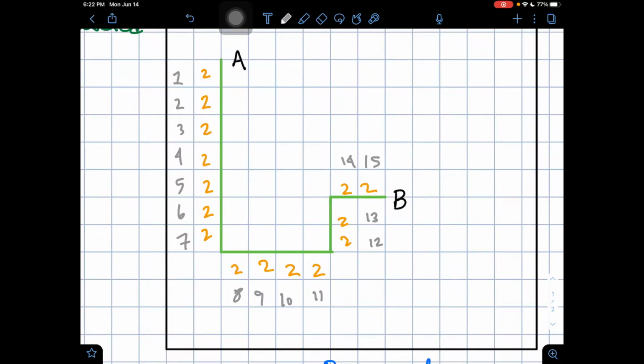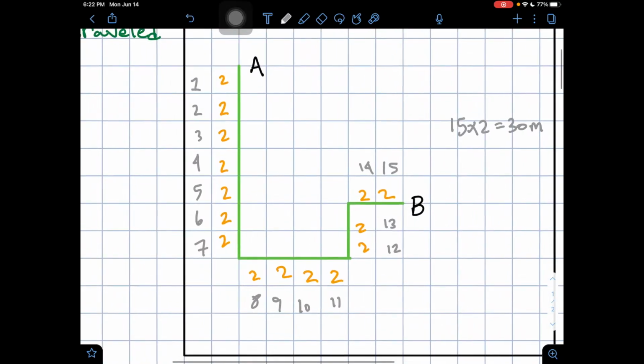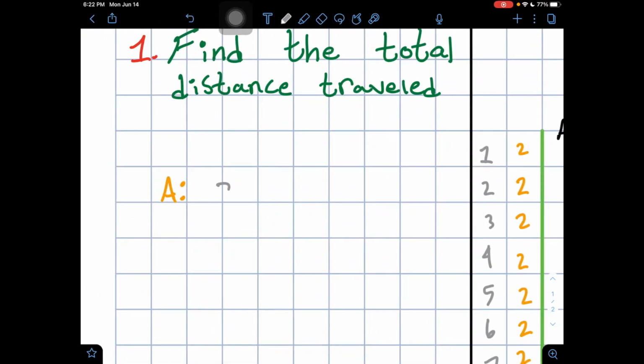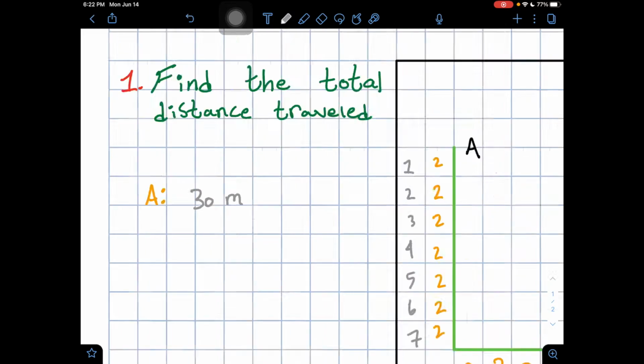So we have 15 times 2, because this is the length. So we travel a total of 30 meters, because each block is in meters. So the answer to number 1 is 30 meters. Let's go ahead and do number 2.